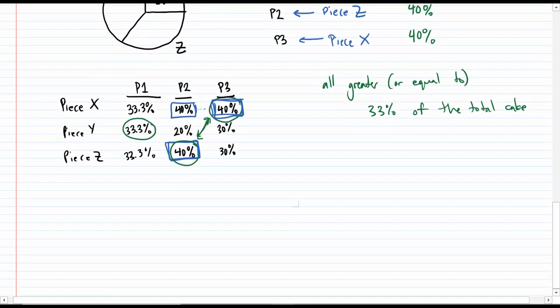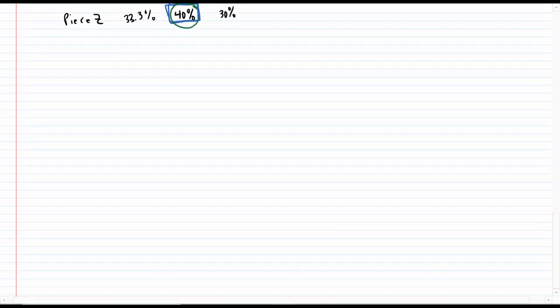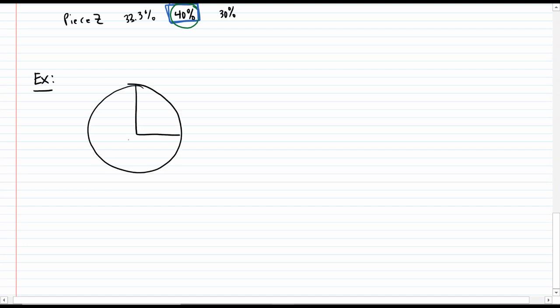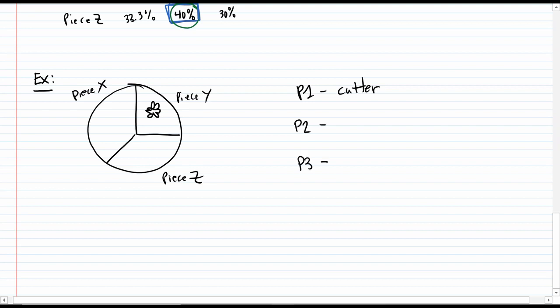Okay, so let's look at a scenario where it's not quite as simple. So let's say instead, okay, we can have the same division, by the way. So we got piece X, piece Y, piece Z. Player 1 was the cutter. Player 2 and player 3 are sitting over there. And let's suppose that they actually liked these pieces a little bit differently than before.